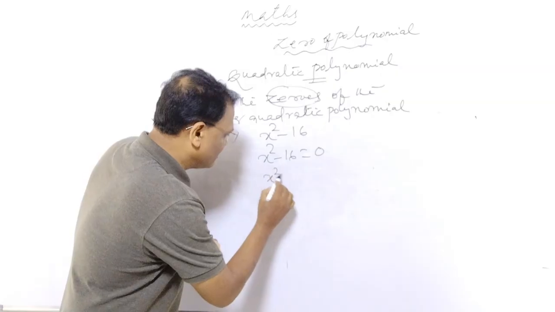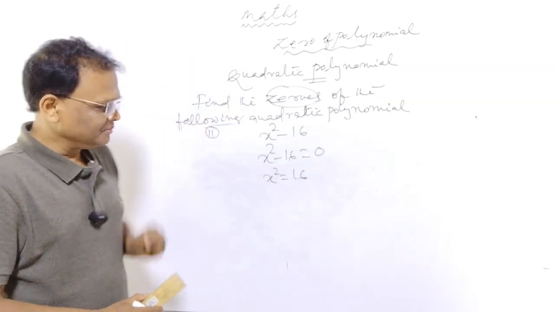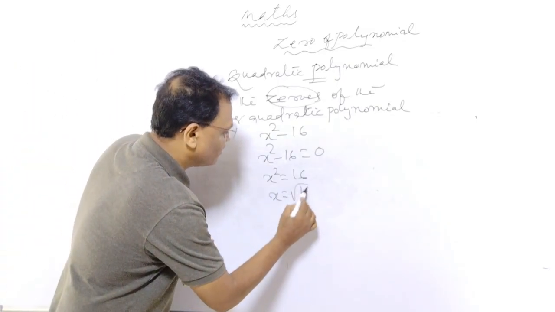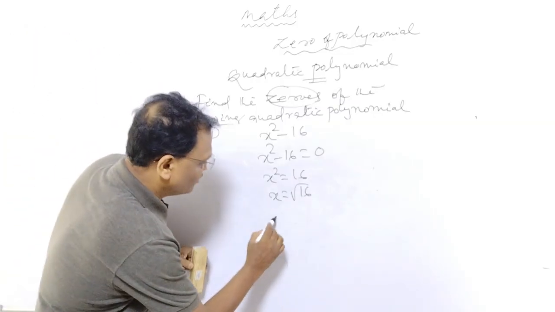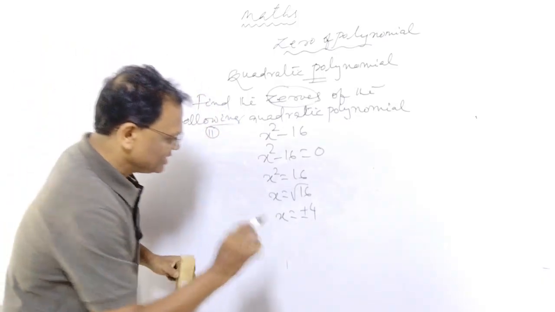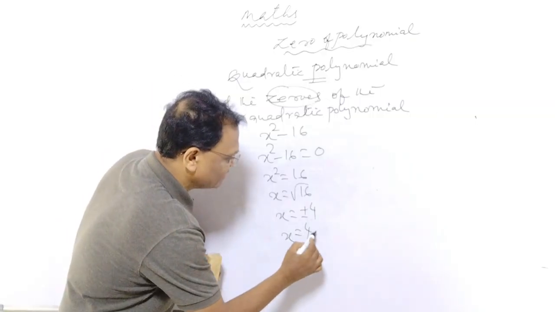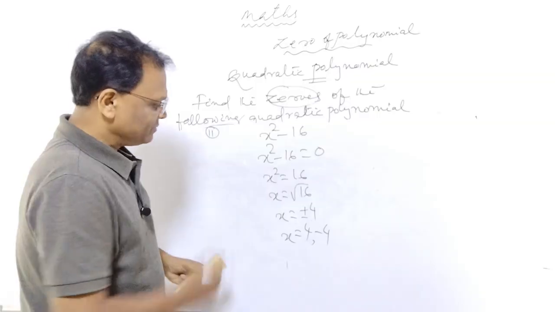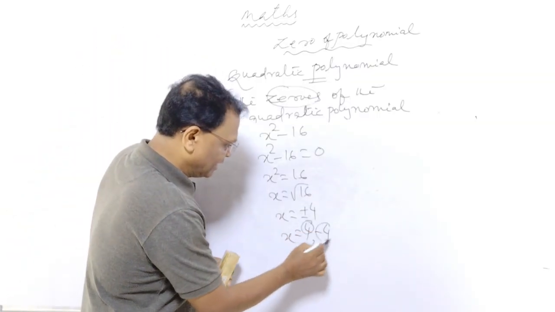Or x square is equal to 16. This minus 16 becomes plus 16. Now x is equal to root 16. Therefore x is equal to plus or minus 4. That means my x value may be plus 4 or my x value may be minus 4. So what are the zeros of this polynomial? I got the 2 zeros, plus 4 and minus 4.